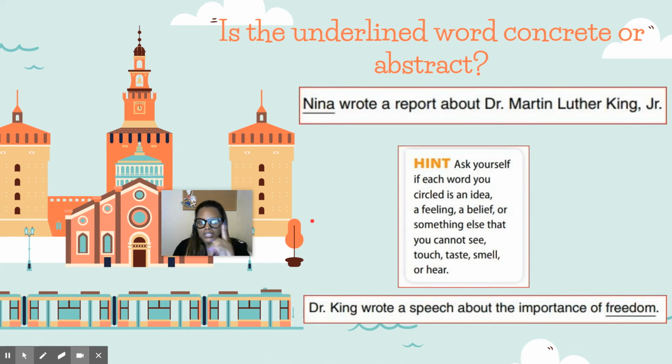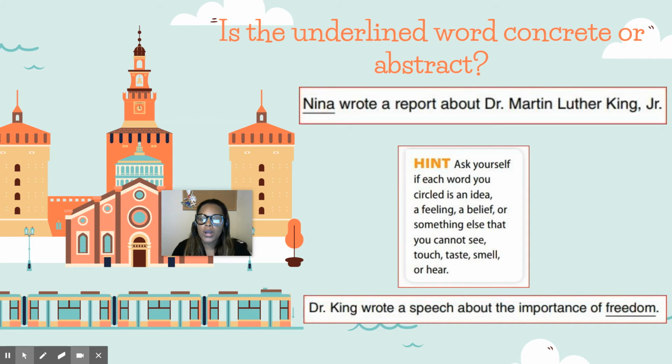Now, is the underlying word concrete or abstract? Okay, here's a hint. Ask yourself if each word you circled or underlined is an idea, a feeling, a belief, or something else that you cannot see, touch, taste, smell, or hear. Okay? And if it leads you in that area of idea, light bulb, it's abstract.